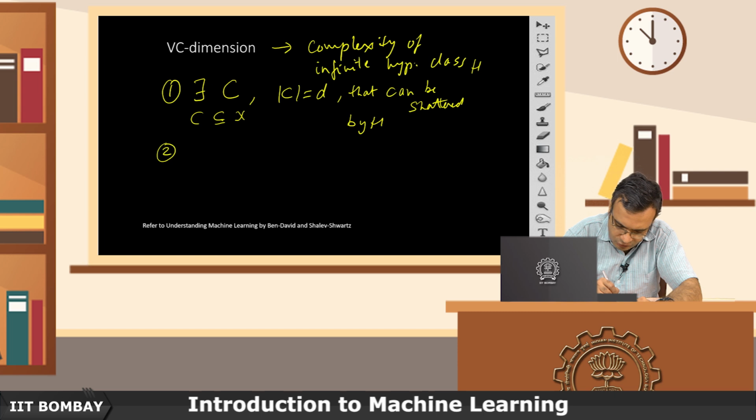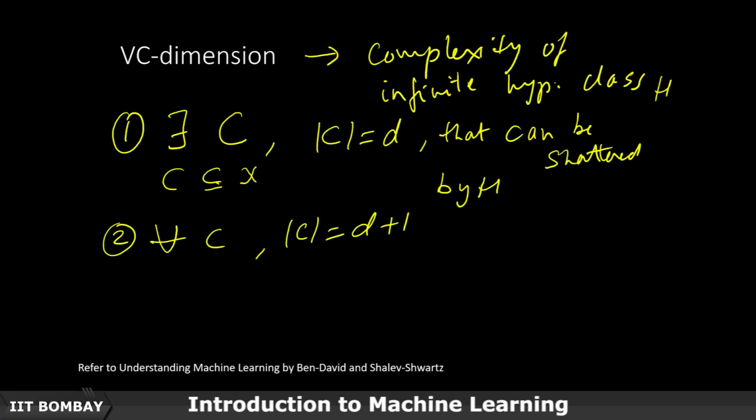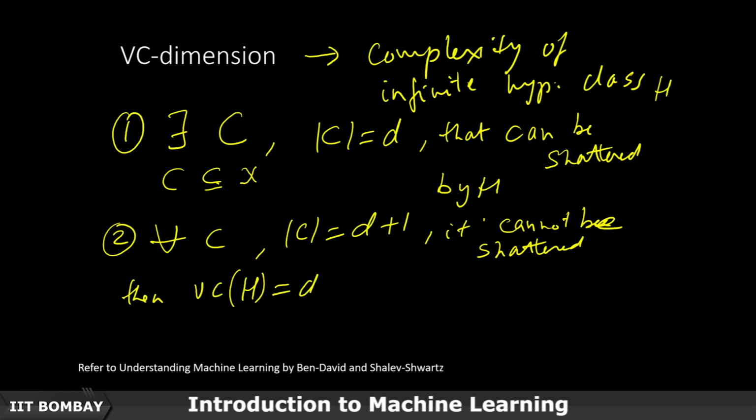And there exists no C such that the size is greater than D, or for all C where the size is increased beyond D, then it is not shatterable, it cannot be shattered. Then the VC dimension of H is equal to D. Okay. So let us unpack this a bit.